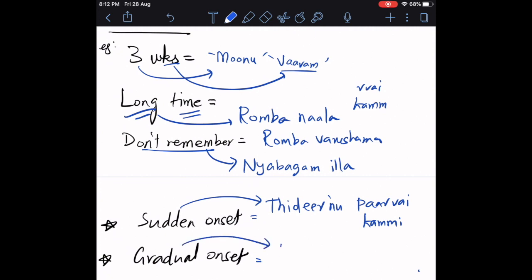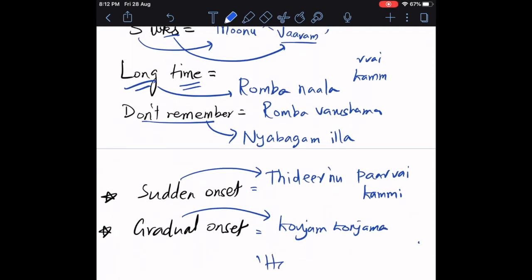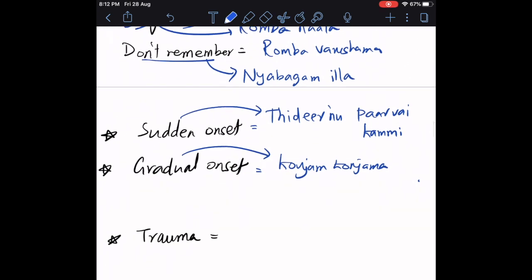Gradual means கொஞ்சம் கொஞ்சமா, slowly. Okay, you should be remembering the word, okay, I think that is a Hindi song. So கொஞ்சம் கொஞ்சமா or gradually the vision is reduced. Okay, that's good. Then one of the most important causes for defective vision is going to be a trauma. So, a very important history, history of presenting illness, you will ask the patient about trauma. Trauma means adi. So, adi patticha.